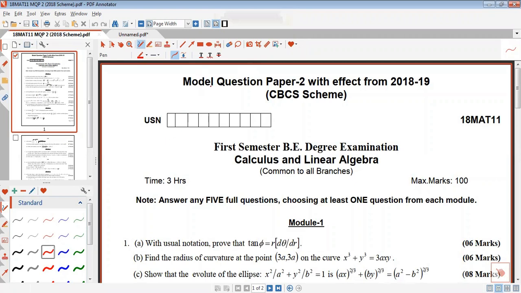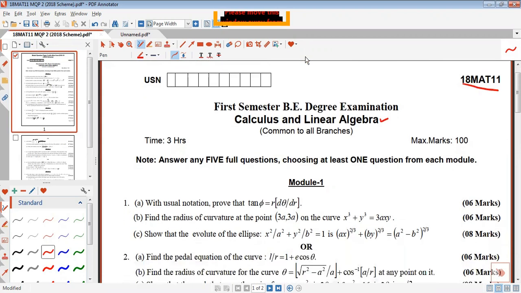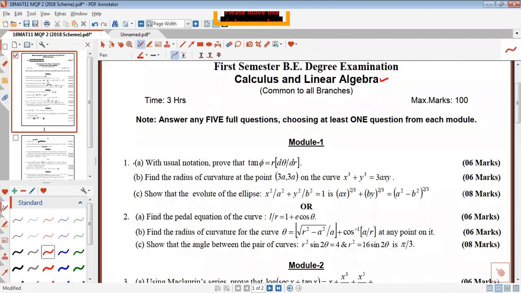Everyone, in this video I am going to explain VTU MAT 11, that is Calculus and Linear Algebra, first semester VTU question paper, model question paper number 1. So let's solve the first question, that is 1a.